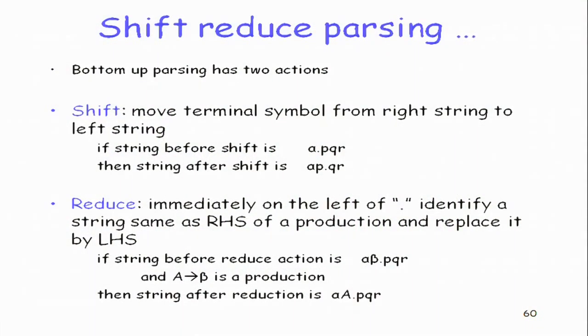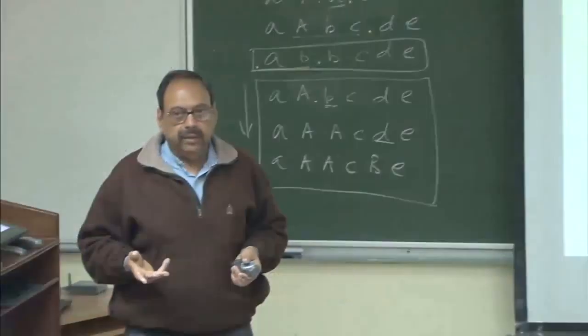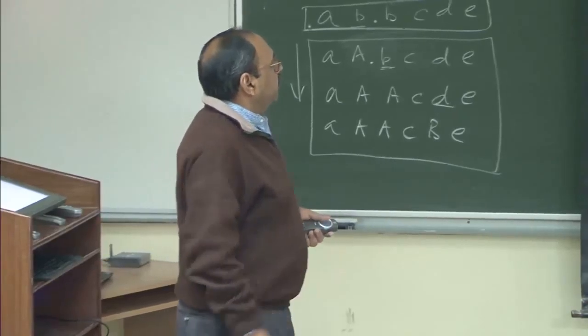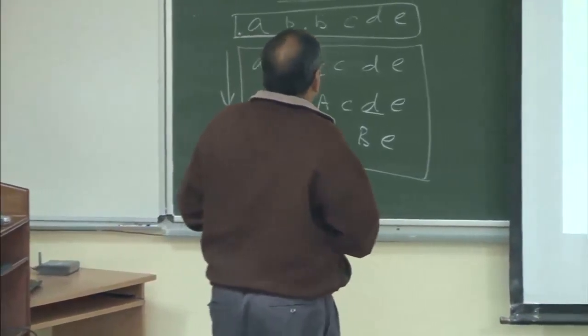So I will keep on doing this mix of shift and reduce till I reach either the start symbol or an error state. Start symbol means that I am in the accept state saying that this is a valid string, error state saying this is not a valid string. These are the only two conclusions I can get. So let's look at this example and try to parse this particular string.